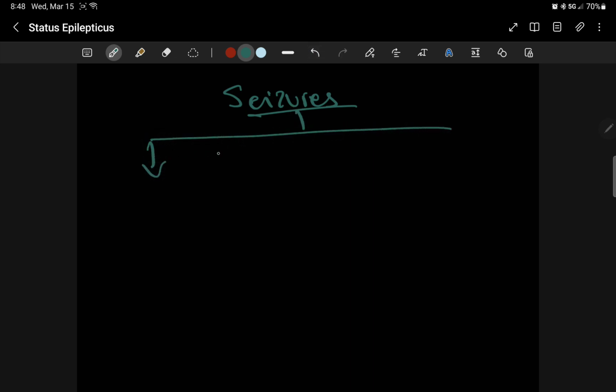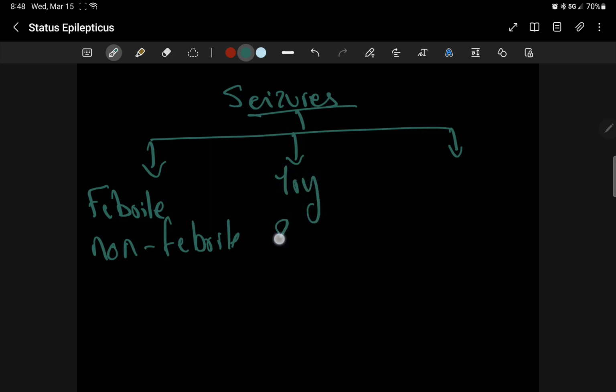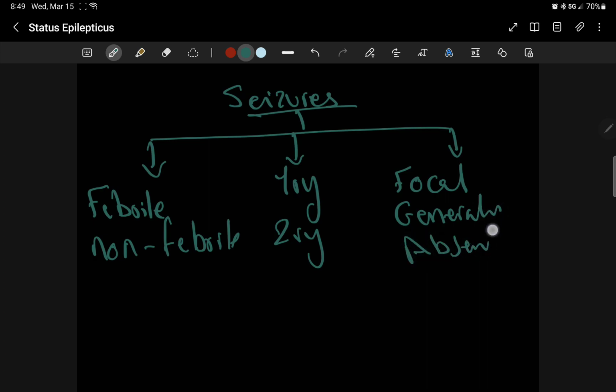We can base it on whether it is a febrile seizure or a non-febrile seizure. We can differentiate it as a primary seizure or a secondary seizure. Or at times you can differentiate it based on how it presents. So you can say, oh, this is a focal seizure. This is a generalized seizure. Or this is an absence seizure. Okay?